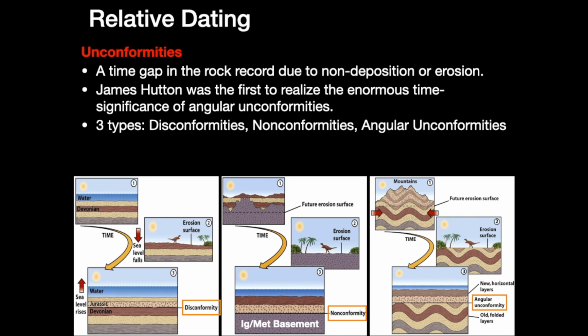All right, so let's talk unconformities. We mentioned these already. All an unconformity is is a gap in the rock record. And there's lots of ways you can get these. There's three main types. Okay, we mentioned some already.